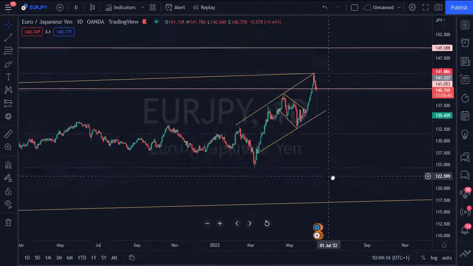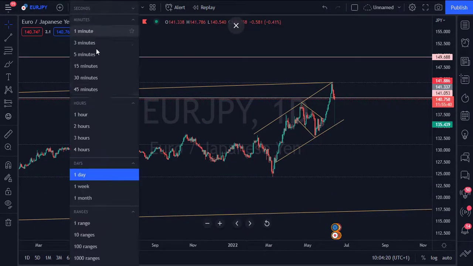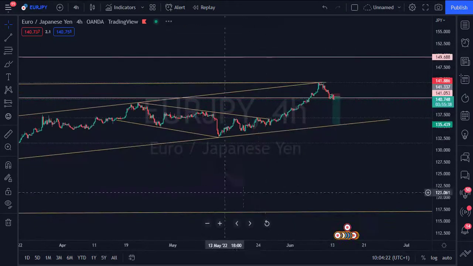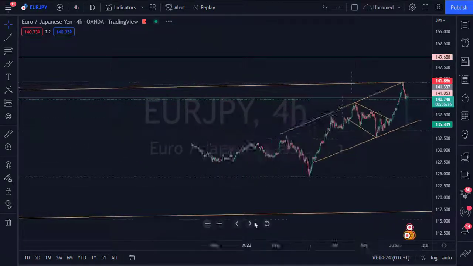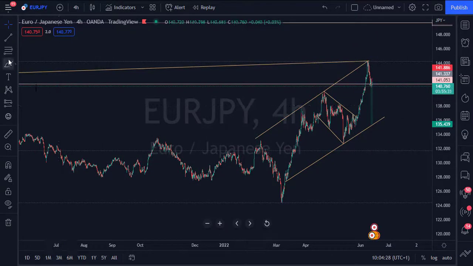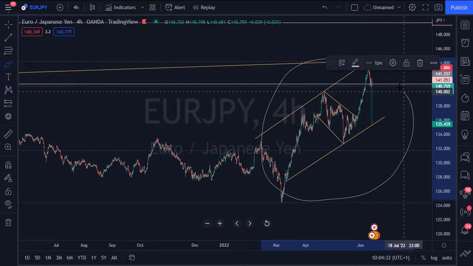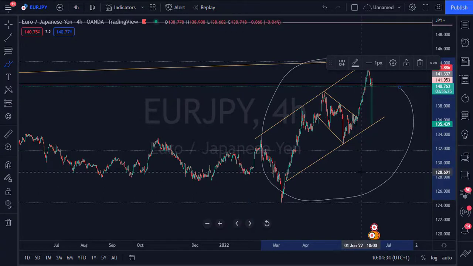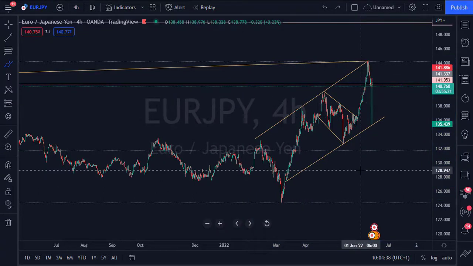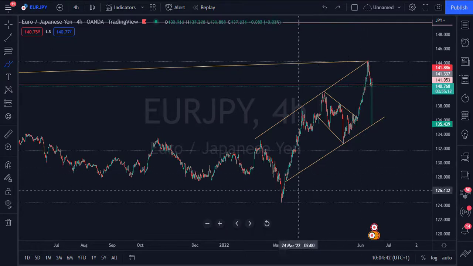Now I saw this ascending channel on the higher time frame on the daily chart, but if you go down to the 4-hour, you will still see a smaller ascending channel on the 4-hour, and this is it here. I saw this smaller ascending channel on the 4-hour and I was like, oh, awesome. So that's the third confluence for why I was interested in this pair.